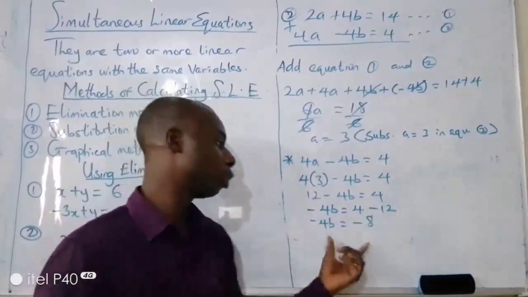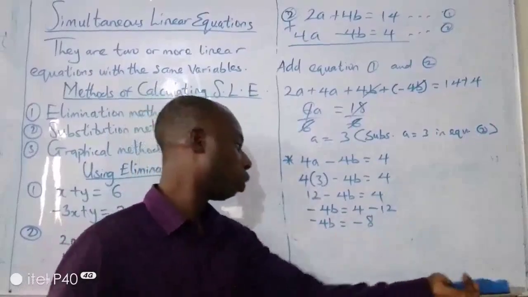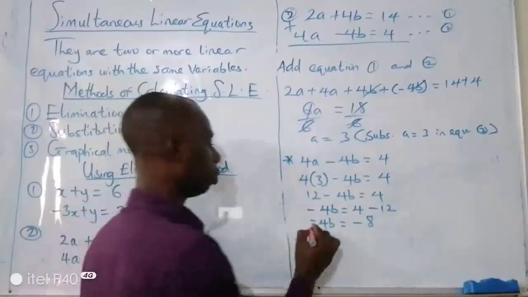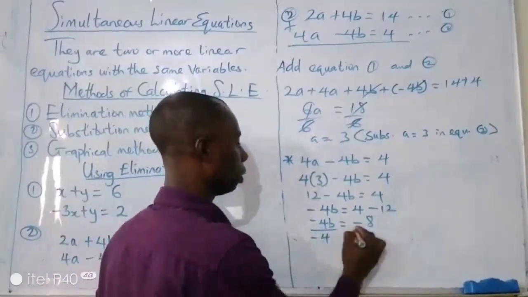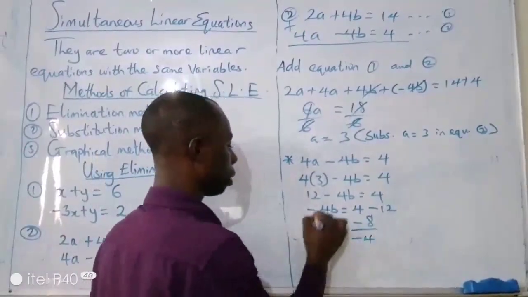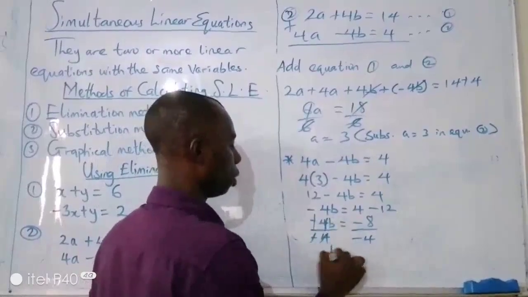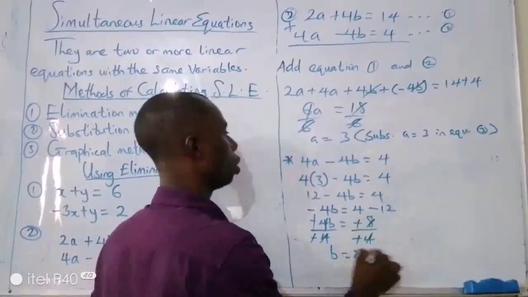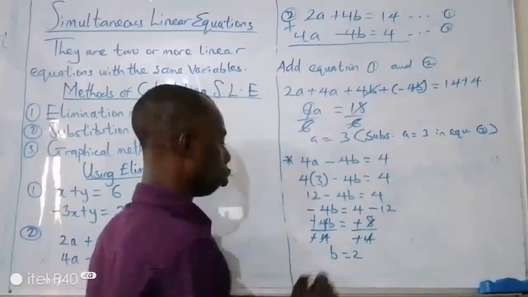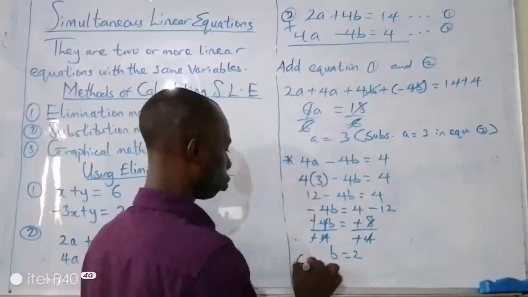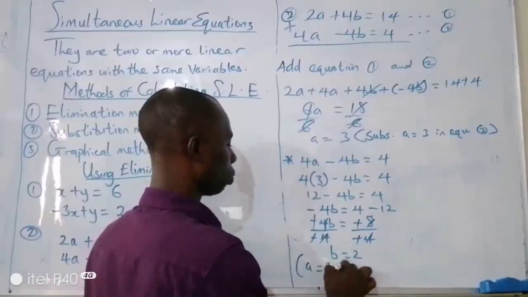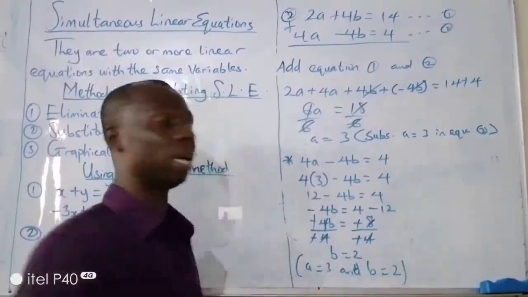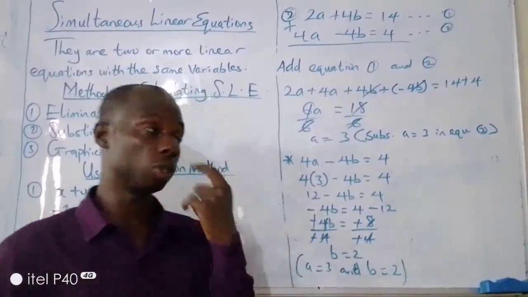So in order for me to get the value of b, I will have to divide both sides by minus 4. Minus cancels minus, 4 cancels 4. So minus cancels minus, 4 here gives 1, 4 here gives 2. So our b is 2. So with that now, we have gotten the solutions. a is equal to 3 and b equals 2. So that is how you solve simultaneous linear equations using the elimination method.